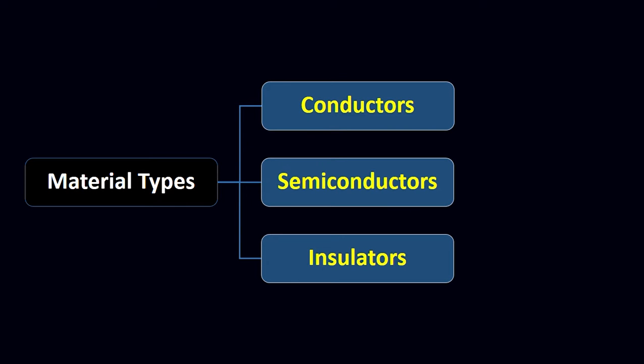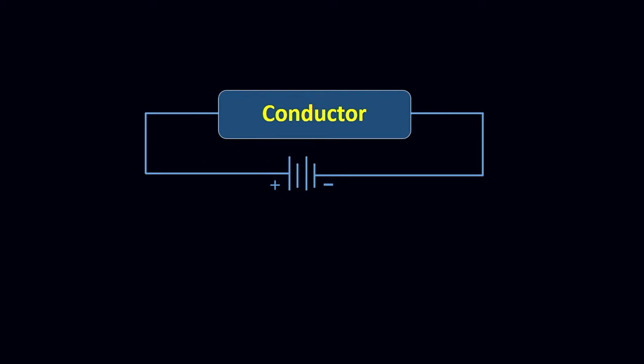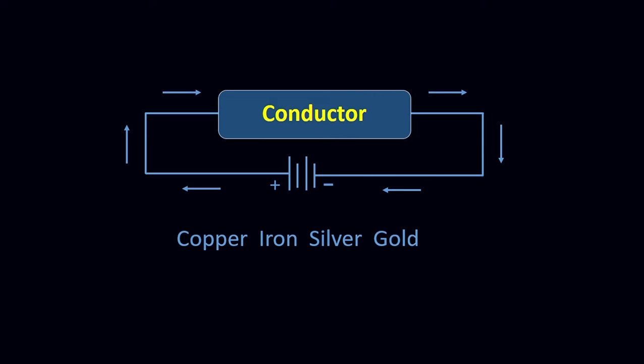In this video, we are going to learn about semiconductors. A semiconductor is a type of material which has conductivity lying between an insulator and a conductor. Conductivity is defined as how easily charge can flow through a material. As the name implies, conductors have very good conductivity, and if you apply voltage across a conductor, charge would flow. Copper, iron, silver and gold are a few examples of good conductors.